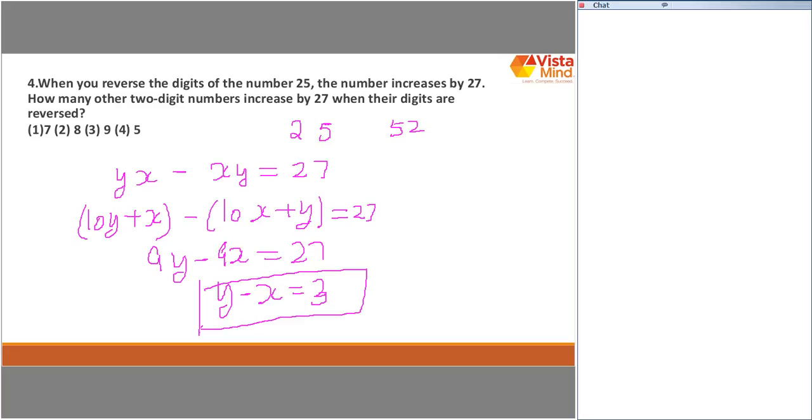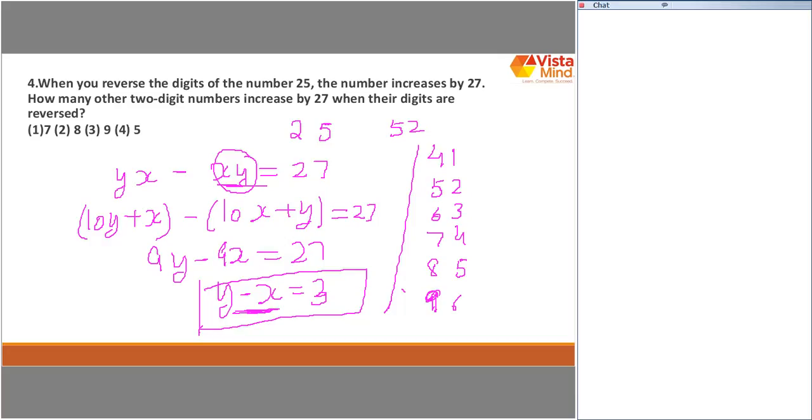Now y minus x equals 3 indicates that the difference between the units digit and the tens digit of the original number, that is xy, is 3. So let us make a list of all those two-digit numbers which have a difference of 3 between them. To start off, 41, 52, 63, 74, 85, 96. You have to find the original number, guys.